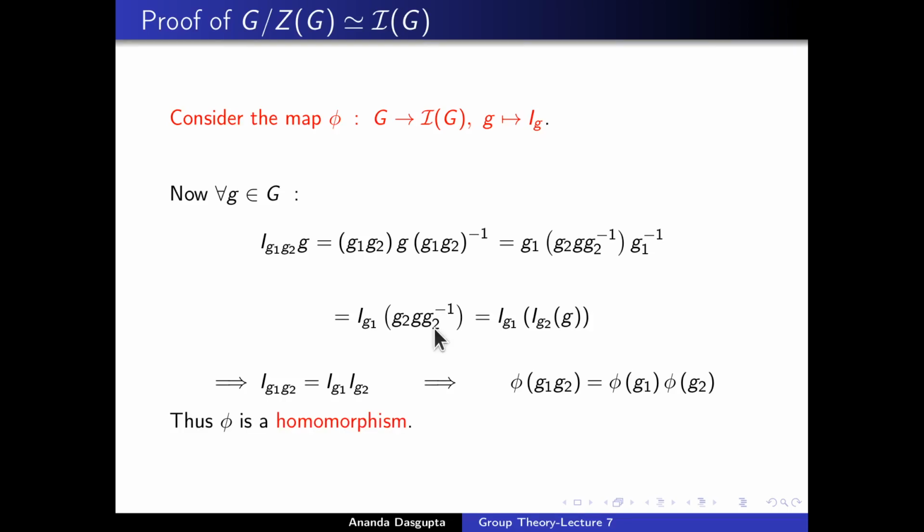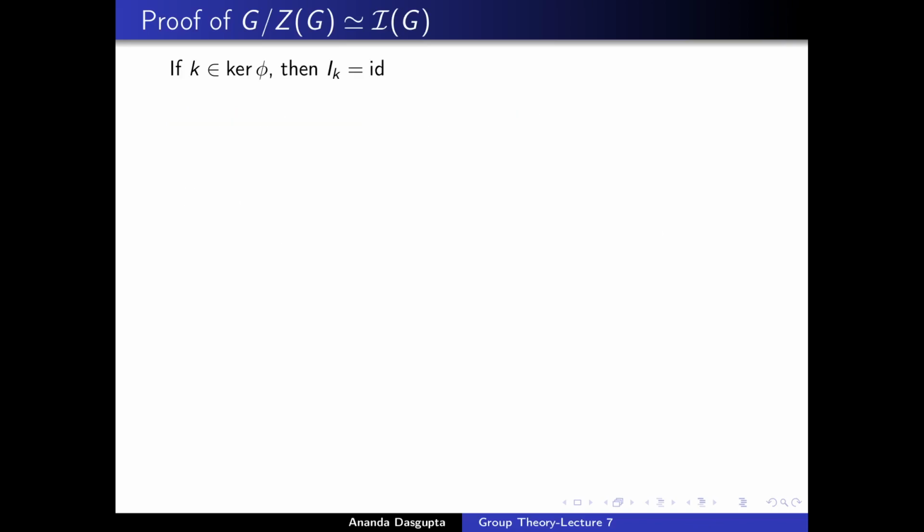What we need to do now is to prove that the kernel of this map phi happens to be the center of the group G, which is all you really need to show that G by Z(G) is isomorphic to this group of inner automorphisms, curly I of G. So let's try showing that. Let's try first by taking an arbitrary element k from the kernel of this phi. What that means is this: under the map phi, k gets mapped, of course, to Ik, but Ik has to be the identity of the group of inner automorphisms, which is nothing but the identity map. So Ik is ID, the identity map.